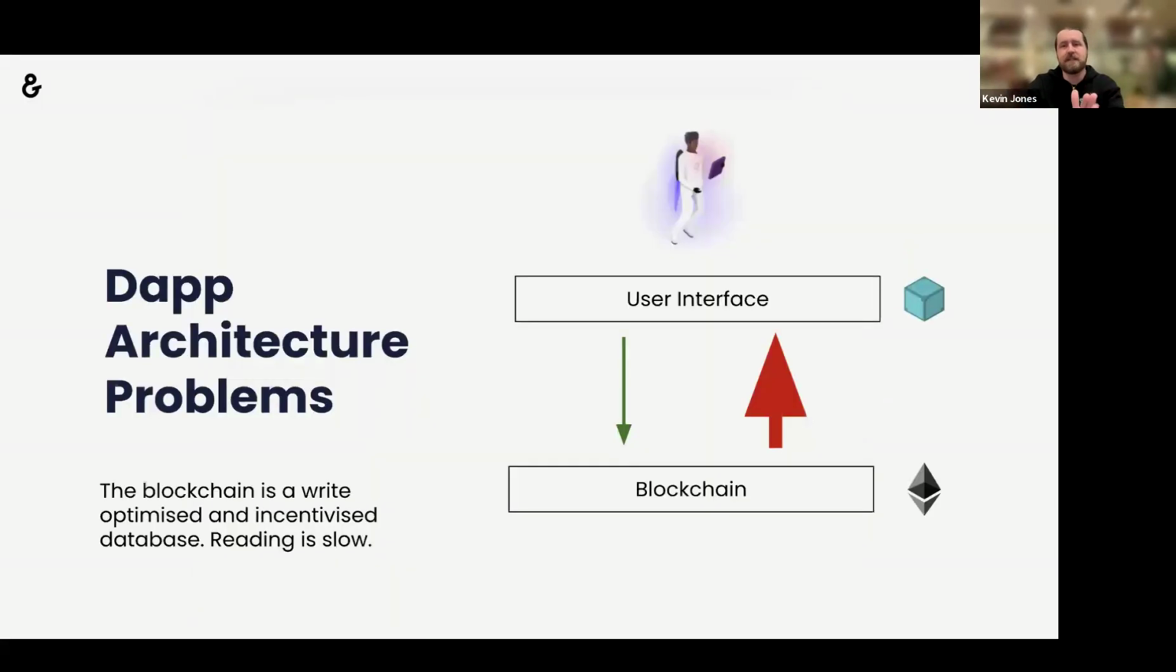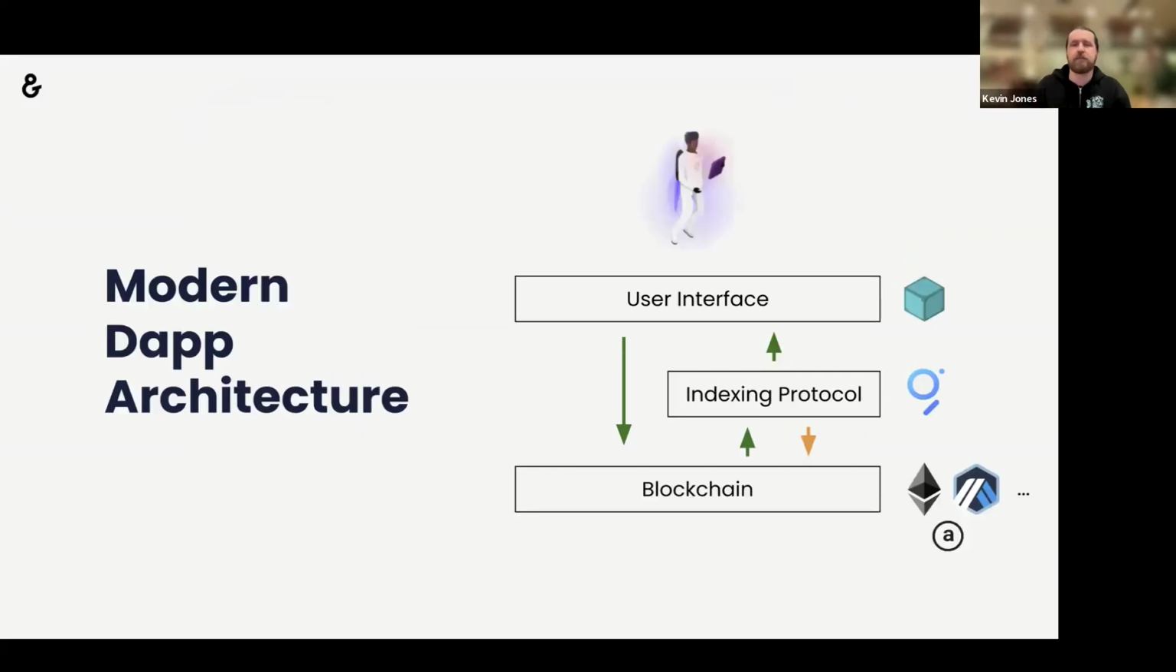So then we replace this with this. Instead of reading data from the blockchain, The Graph does that, right? The Graph reads the data and indexes it and stores it in a database. And then the user interface just uses GraphQL right here to query the data and get that data.